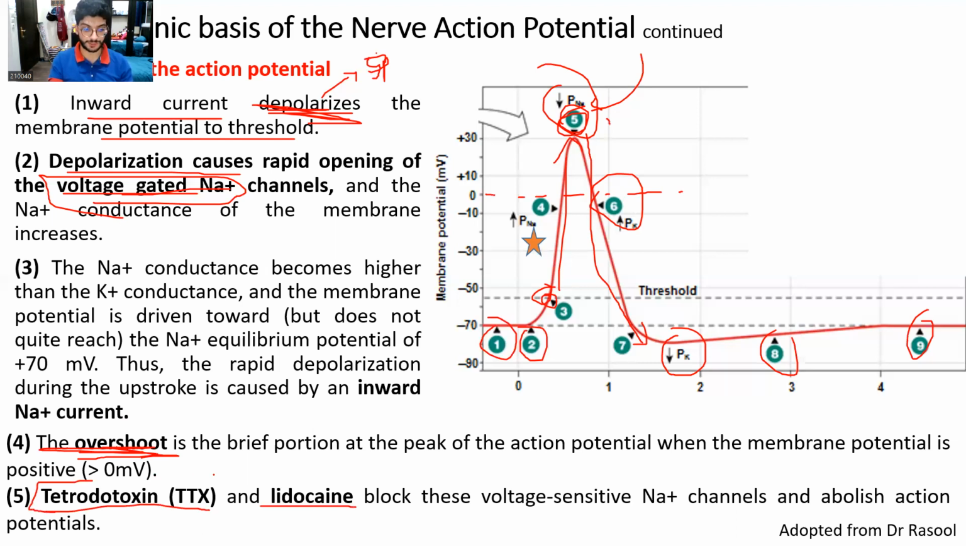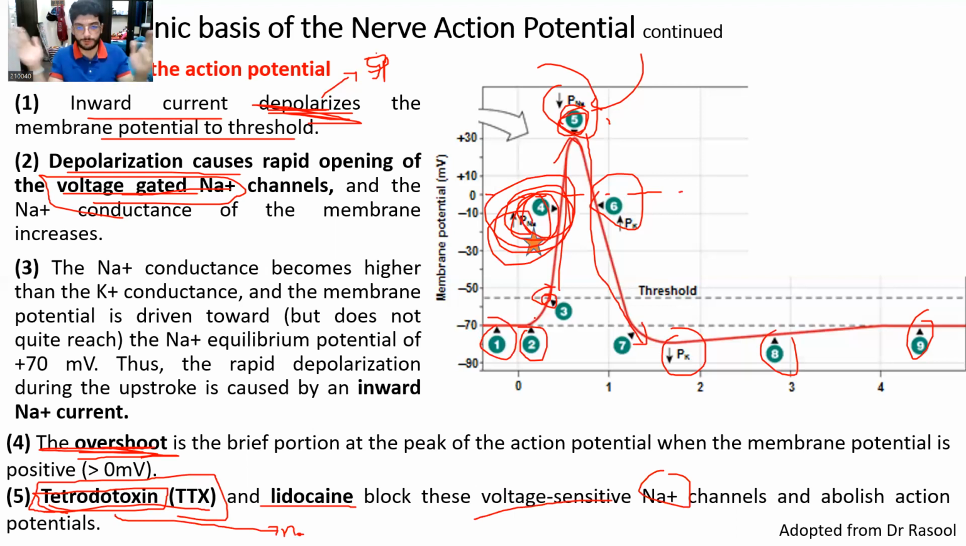They added some things over here. These are just specific toxins. Tetrodotoxin is a toxin found in pufferfish. It's a neurotoxin. It basically blocks the voltage-gated sodium channel, so it blocks number 4. An action potential can no longer be generated because there's no sodium channel to open, there's no upstroke. So an action potential cannot happen. Lidocaine does the exact same thing, but it's a local anesthetic.